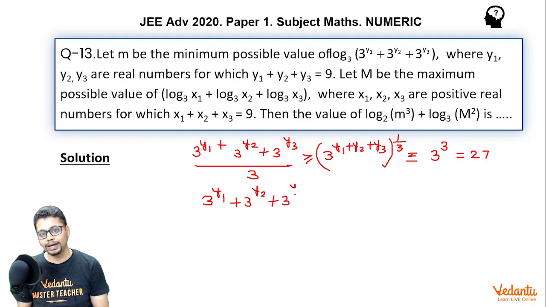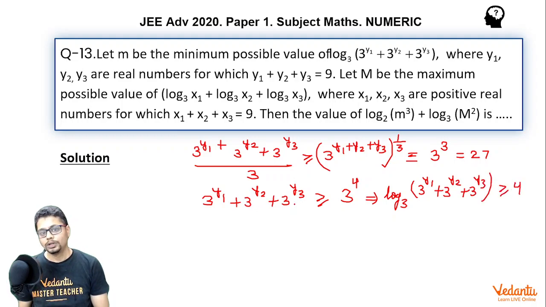So here I can say 3^y1 + 3^y2 + 3^y3 is greater than or equal to 3 multiplied by 27, which is 3 to the power 4. The minimum value of this expression is 3 to the power 4. So the minimum value of log base 3 of this whole thing would be 4. So that means I get small m equal to 4.